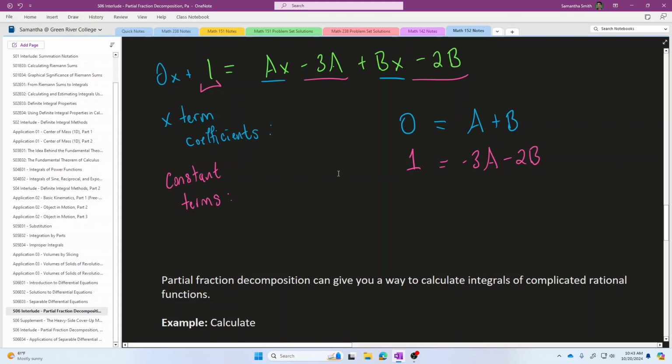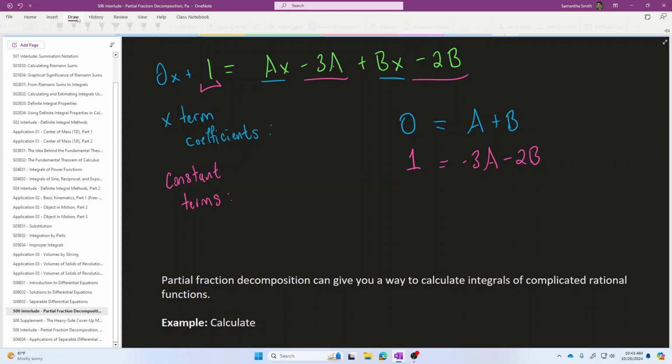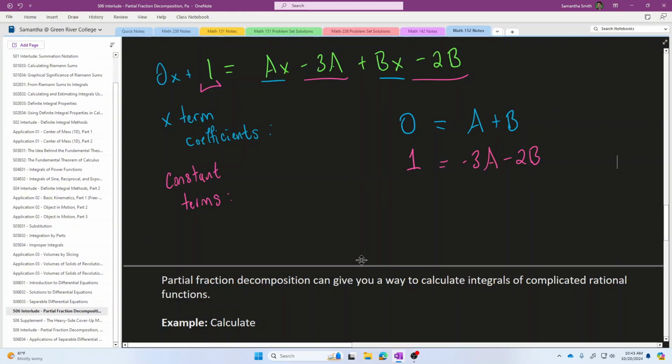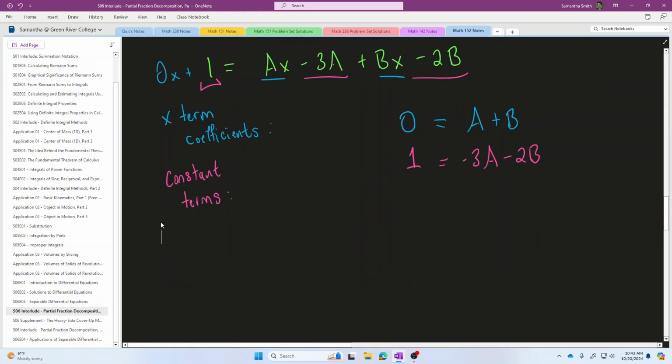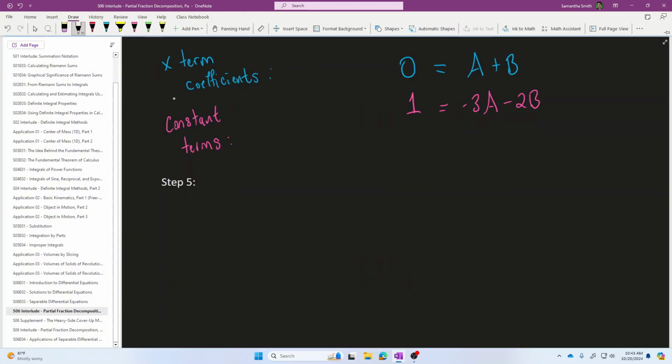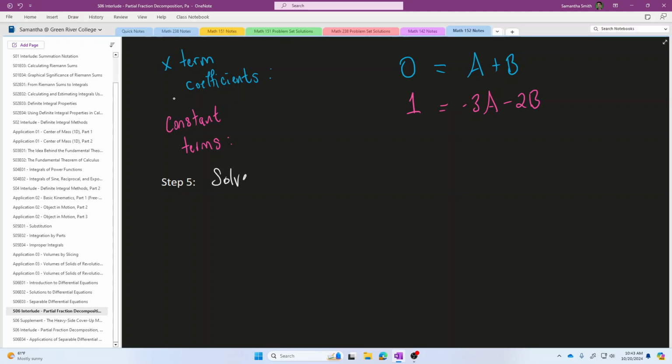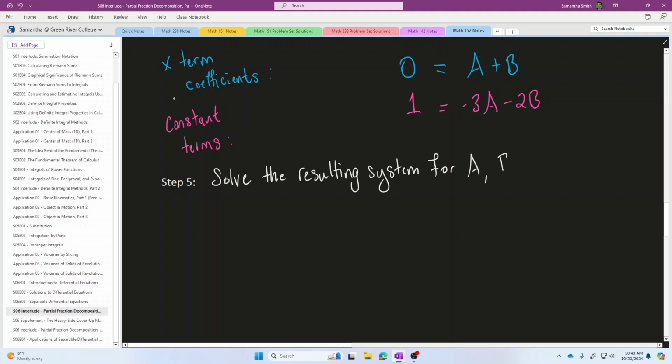So now this forms a system of equations that I can solve for a and b. So let's call this step 5. Step 5 is solve the resulting system of equations for a, b, if you have it, c, and so on.